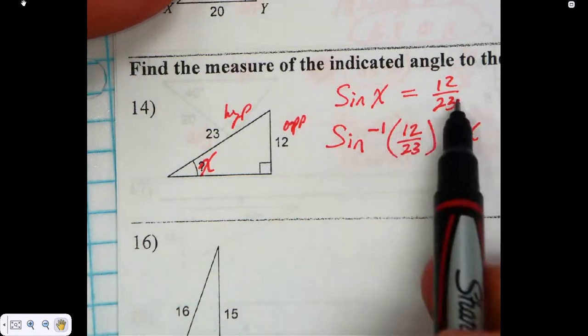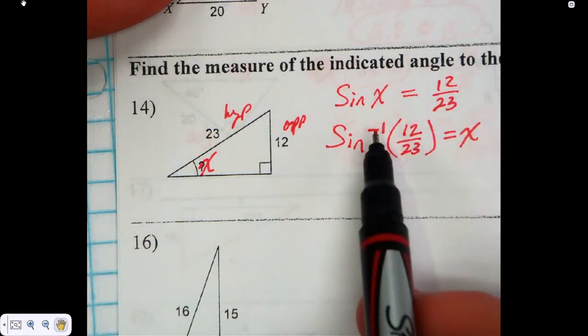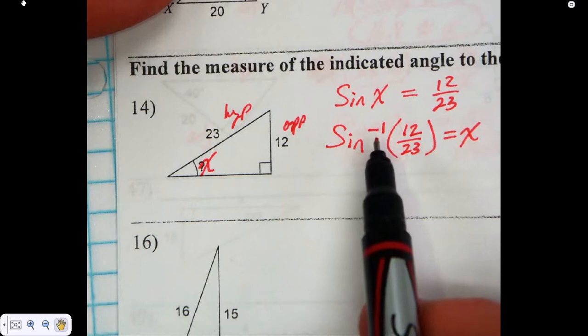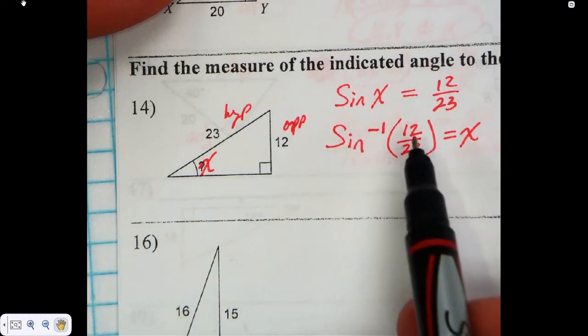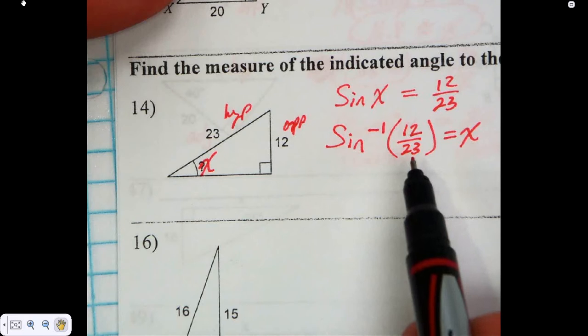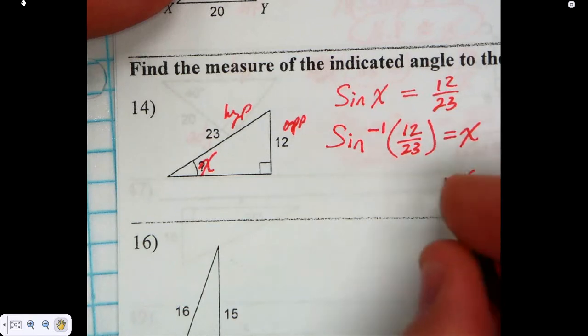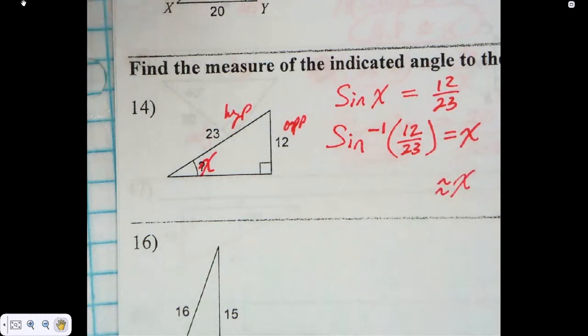What happened? That became into the parentheses, and what did that become? That's what you're basically going to put on your calculator, is the inverse sine of 12 divided by 23. And it'll spit it back out for you.